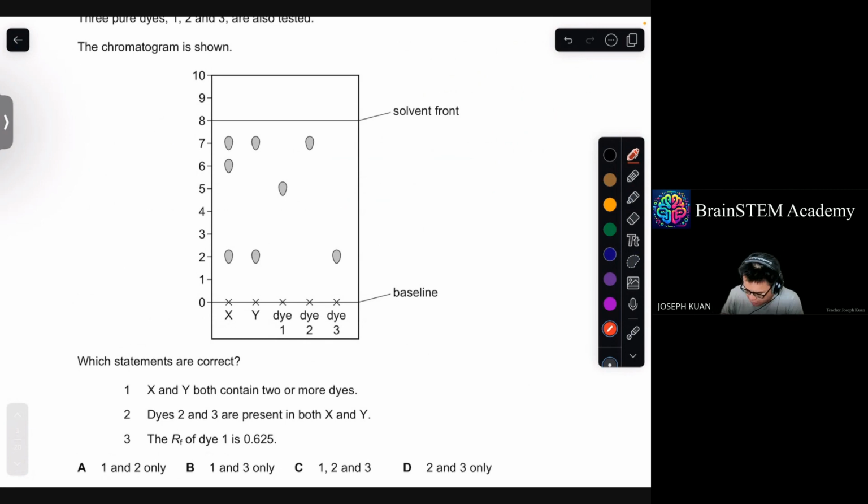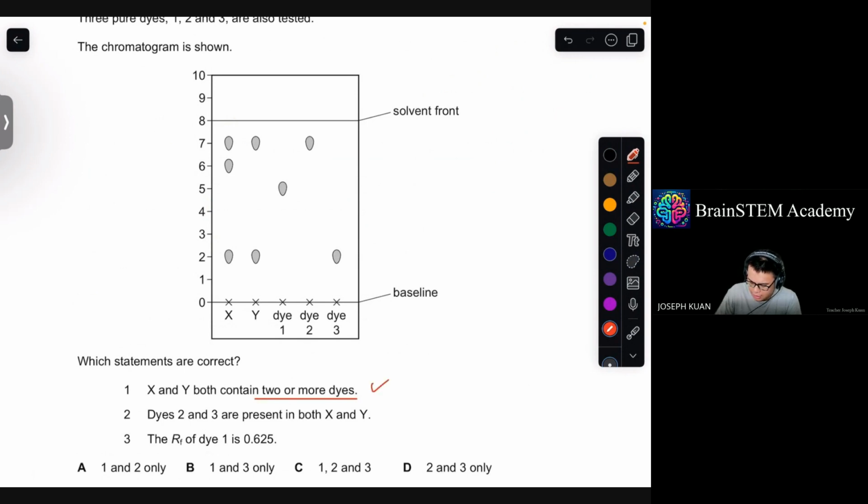1, X and Y both contain 2 or more dyes. Let's check whether this statement is correct or not. Well, as you can see, X has 3 spots, which means that it is made from 3 components. And then for Y, it has also 2 spots, which means both of them have 2 or more dyes. This is correct.